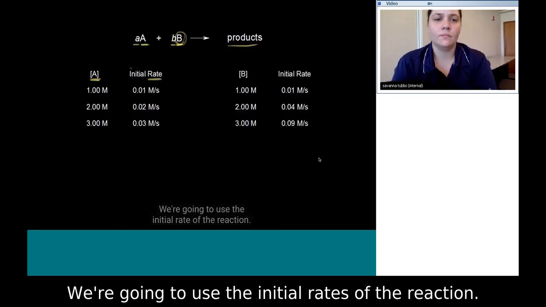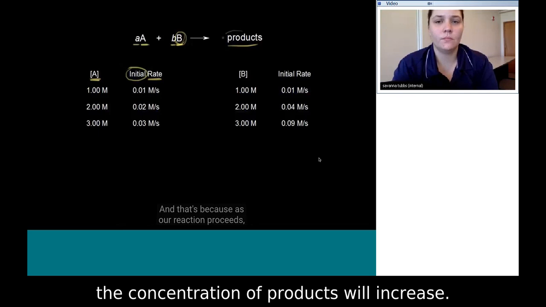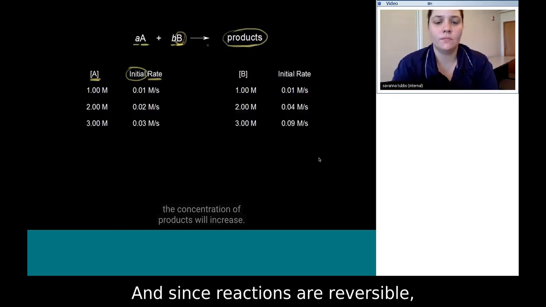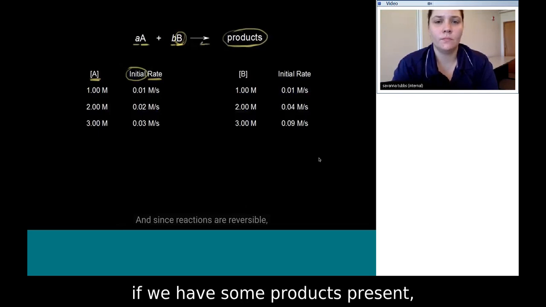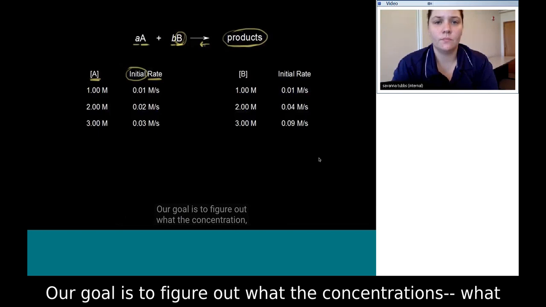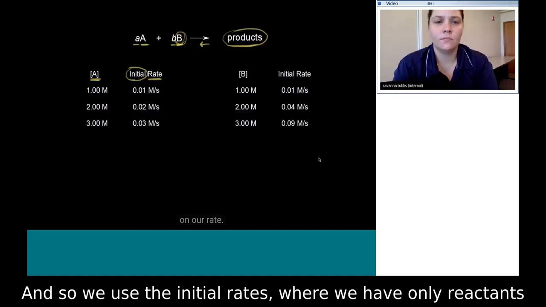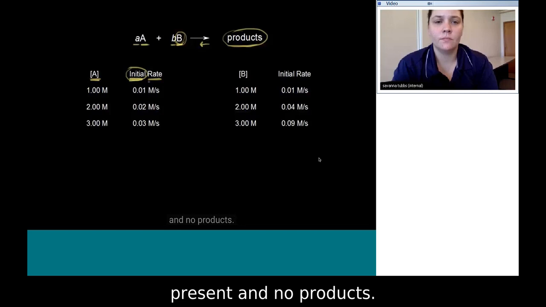We're going to use the initial rate of the reaction, and that's because as our reaction proceeds, the concentration of products will increase. And since reactions are reversible, if we have some products present, that can affect the rate of our reaction. And that's not our goal. Our goal is to figure out what effect the concentration of our reactants has on our rate. And so we use the initial rate, where we have only reactants present and no products.